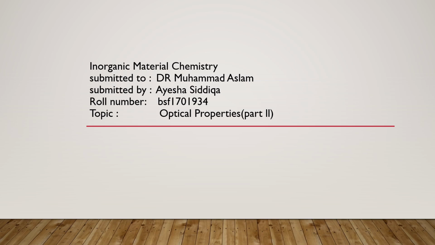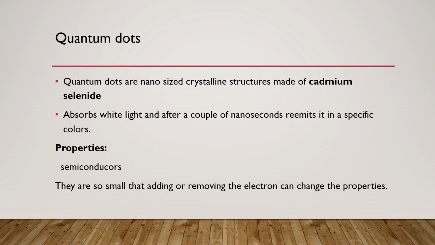Its first part is being explained by Ismavia Rafiq, and we will discuss the second part, moving toward its main topic: quantum dots. What are quantum dots? These are nano-sized crystalline structures that are made of cadmium selenide. What they do is absorb white light, and after a couple of nanoseconds, they re-emit it in specific colors. Means when they absorb, they just absorb white light, and depending upon the nature and properties of the material or quantum dots we are using, they will emit the color accordingly.